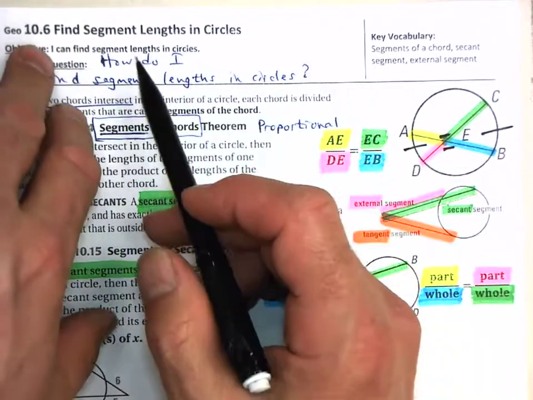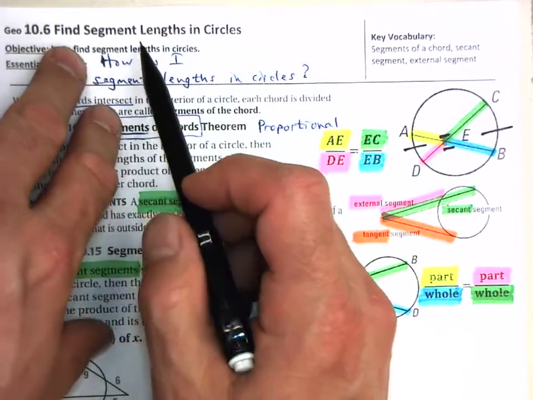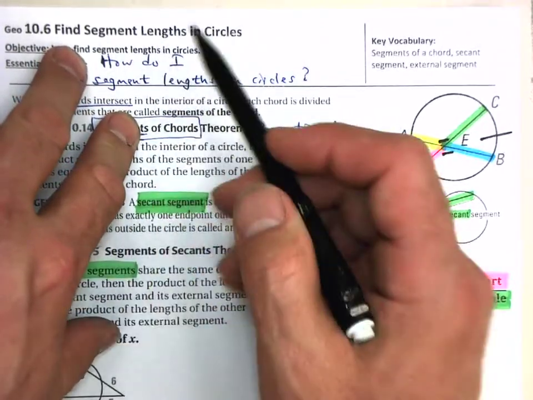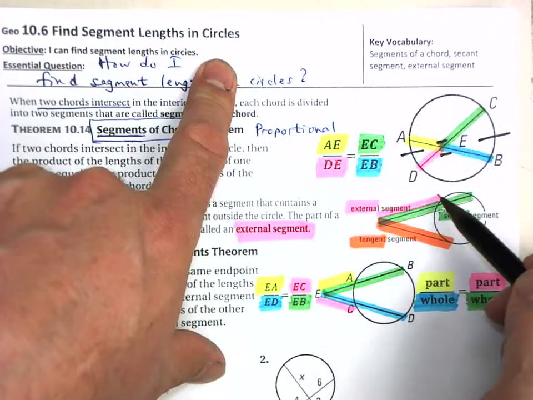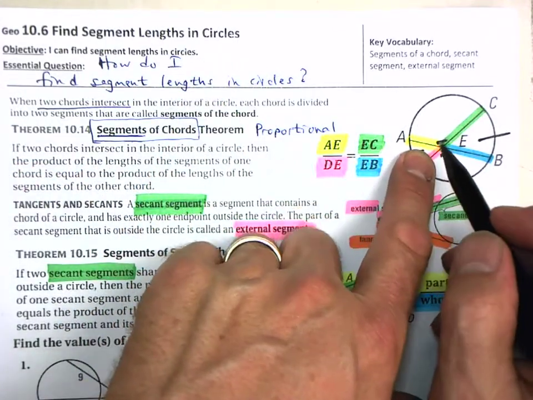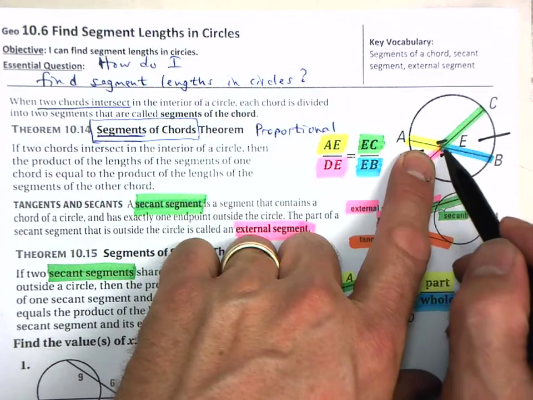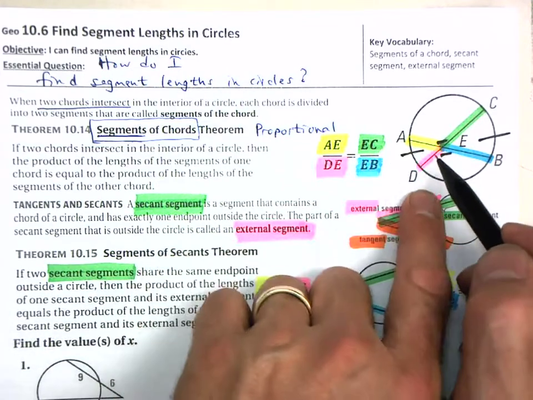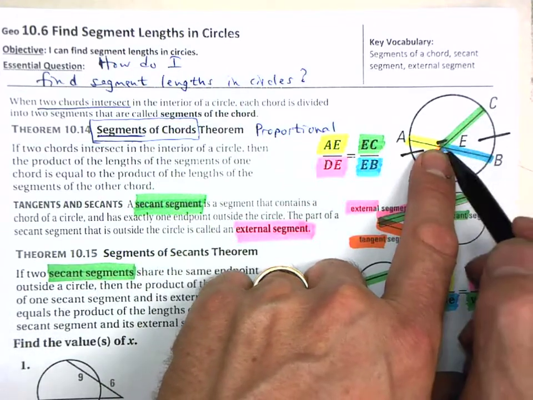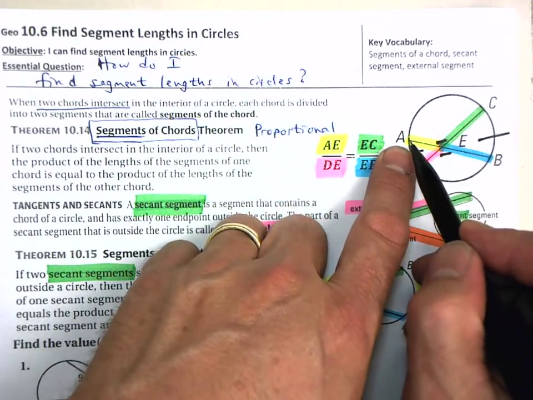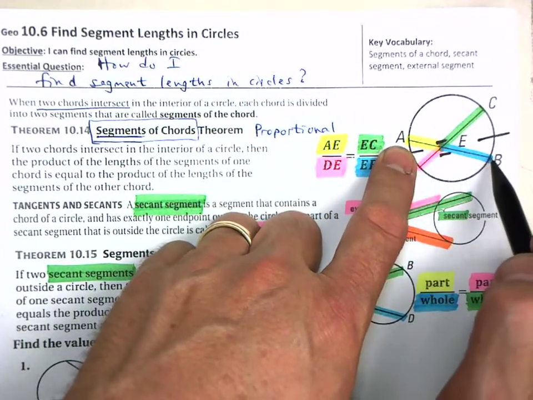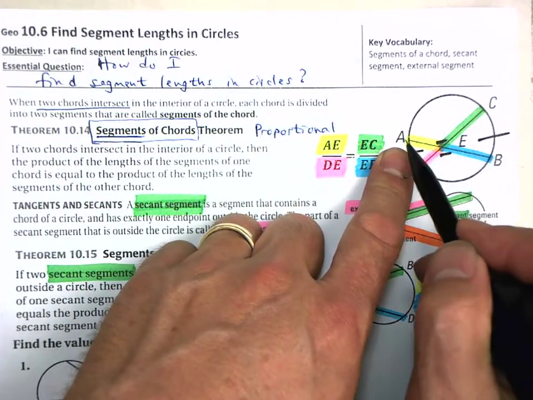Welcome to 10.6, Find segment lengths in circles. Here's your circle, and here what we want to find are the lengths of these individual segments. Now we are familiar that going from the circle to the circle, that is called a chord.